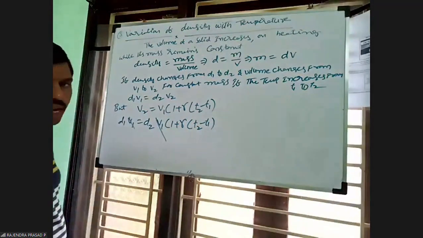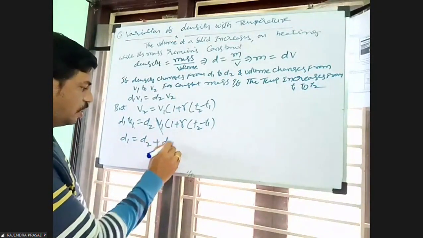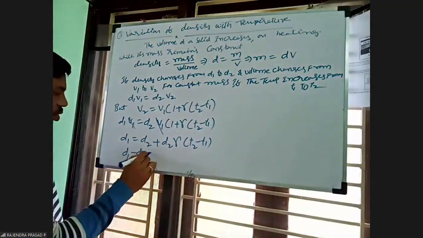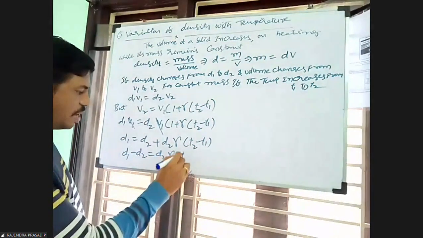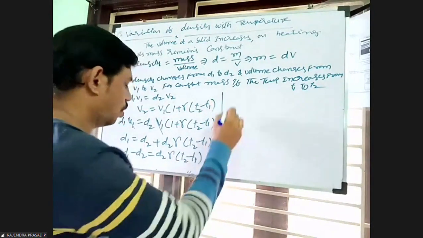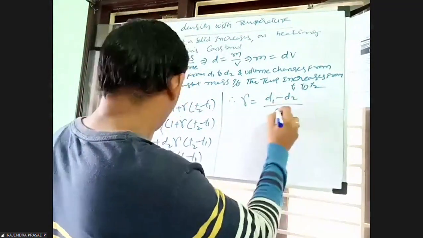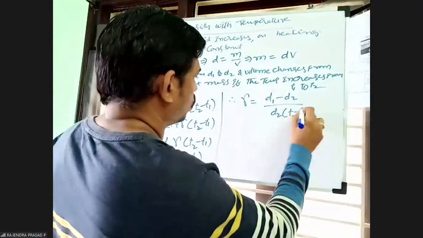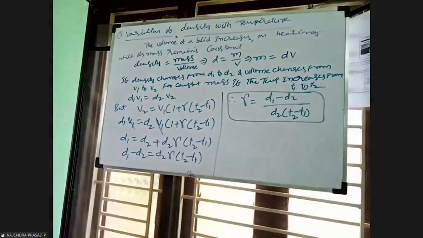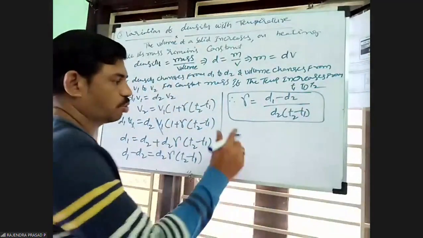So V1 cancels. D1 equals D2 plus D2 gamma (T2 minus T1). So D1 minus D2 is equal to D2 gamma into (T2 minus T1). Therefore, gamma is equal to (D1 minus D2) by D2 into (T2 minus T1).